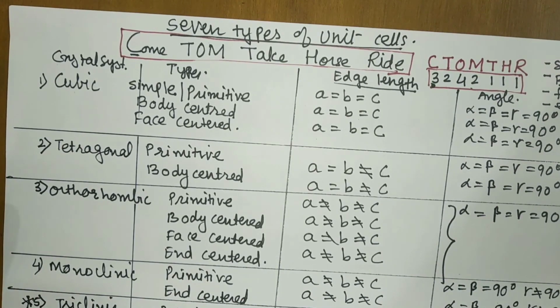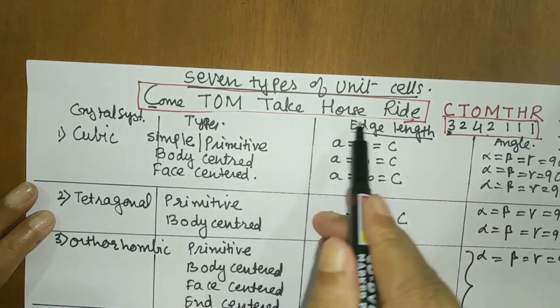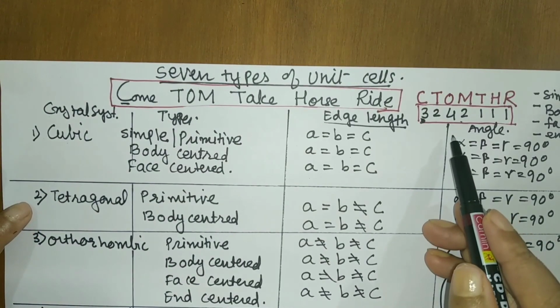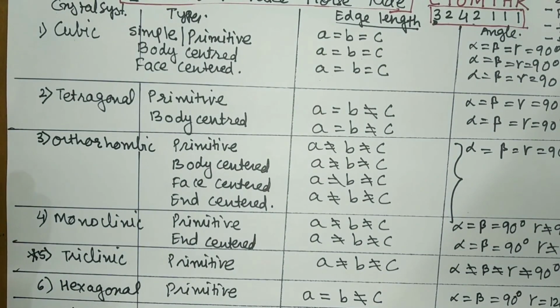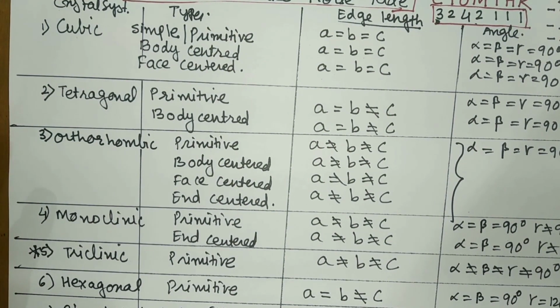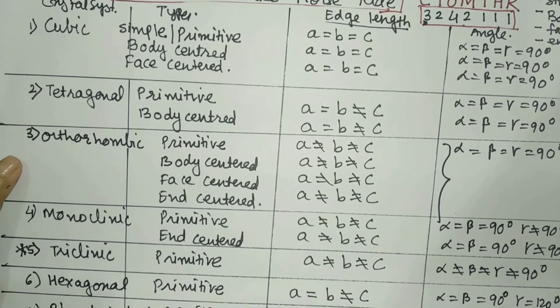I hope you all have understood this shortcut method. I am repeating this: come Tom, take horse ride, and the number is 32, 42, 111. So following this, we have all written the 14 systems here, 7 crystal systems along with the edge lengths and angles.